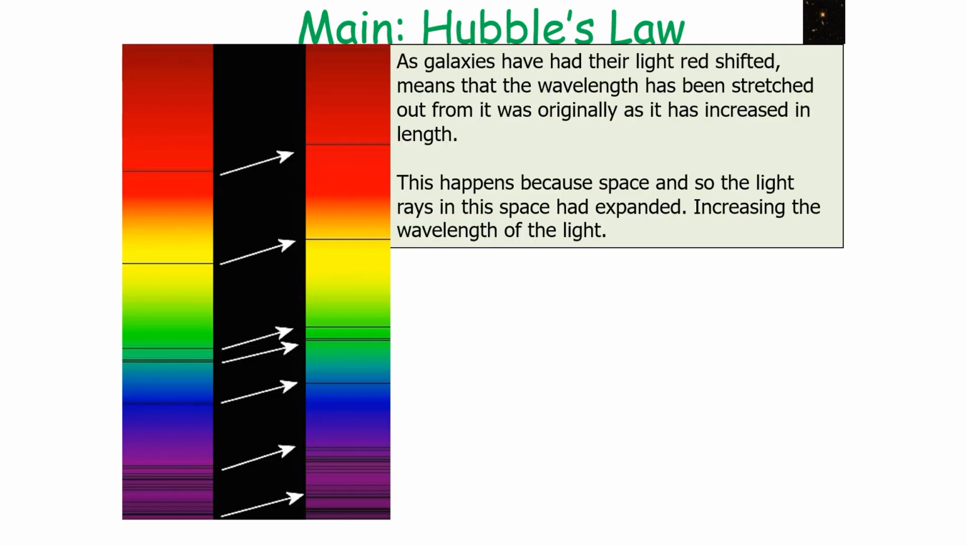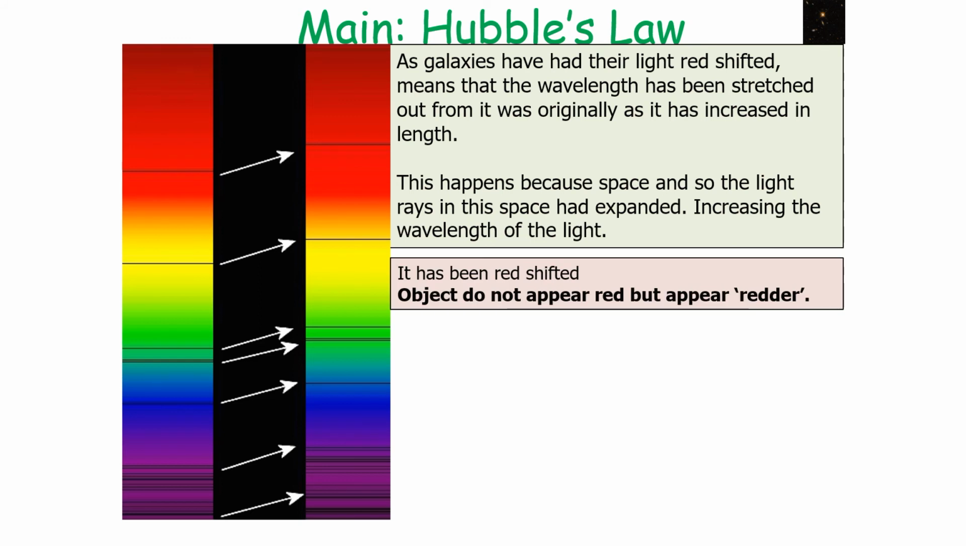So, as galaxies have their light redshifted, this means that their wavelengths have been stretched out from what it was originally, as it's increased in length. This happens because space, and so the light rays in this space, have expanded, increasing the wavelength of the light. So you would say that this radiation has been redshifted. Now, the objects do not appear red, but they appear redder.